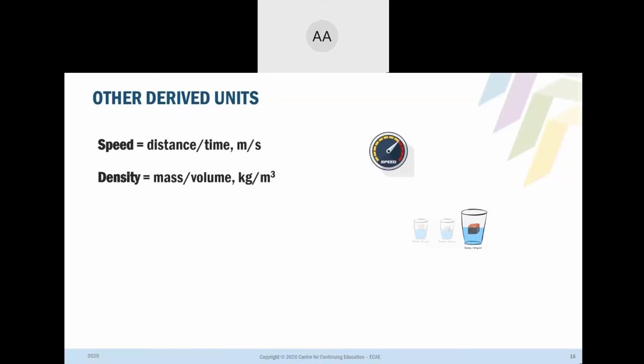Density. Mass divided by volume. Mass is measured in kilograms.